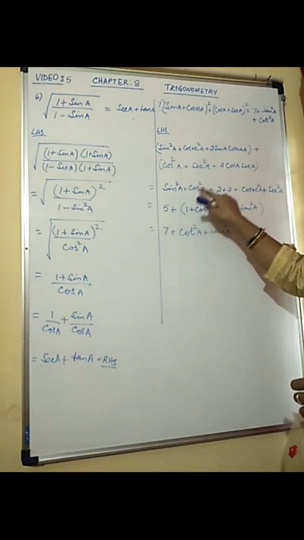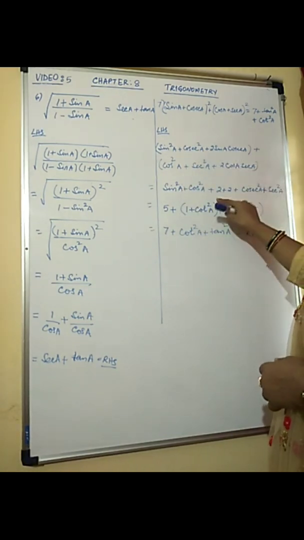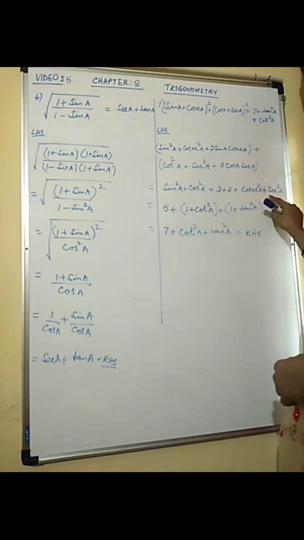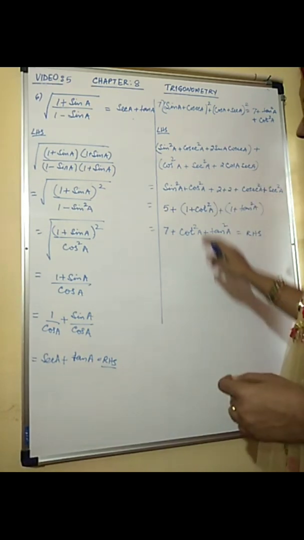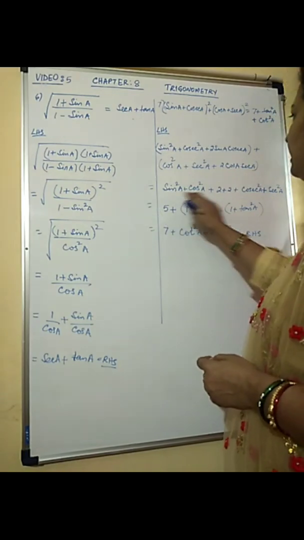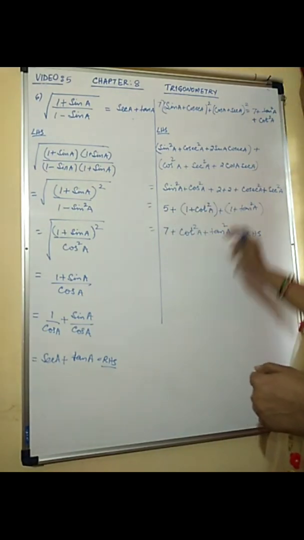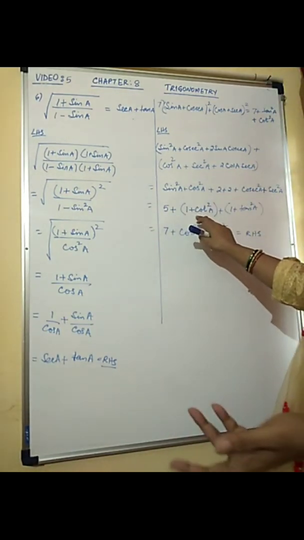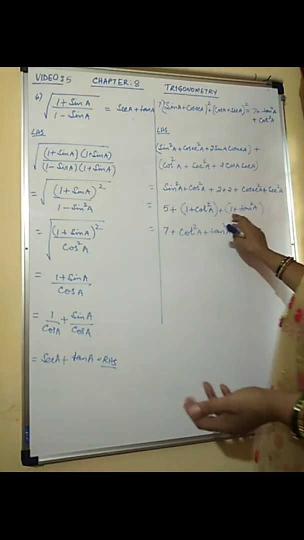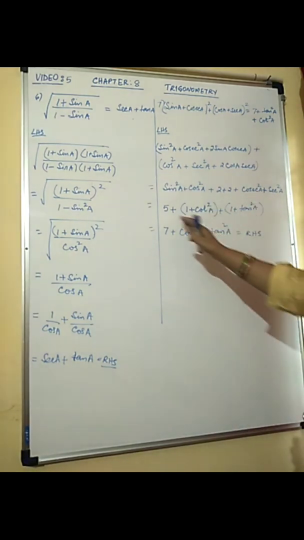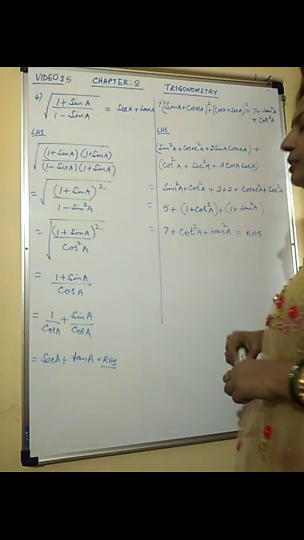So we have sin square A plus cos square A, plus this is 2, plus the second term 2, plus cosec square A plus sec square A. This will give you 1. So 1 plus 4 gives 5. Cosec square, convert to cot, 1 plus cot square A. Sec square, convert to tan, 1 plus tan square A. And then you add them up, you get your result.